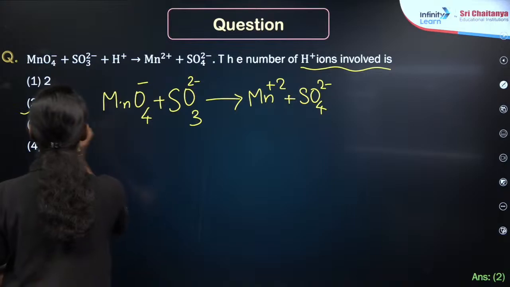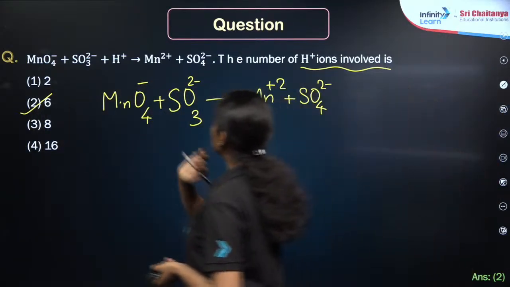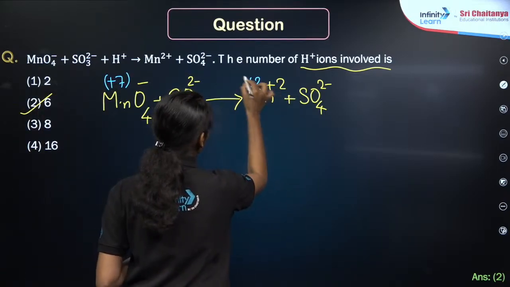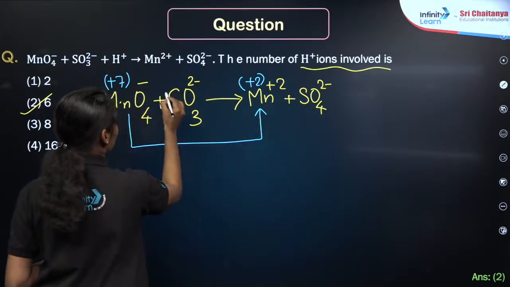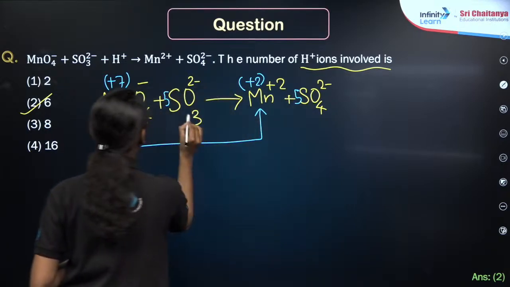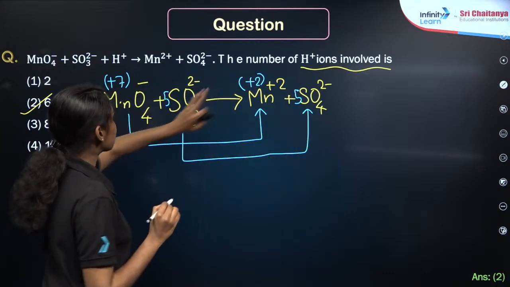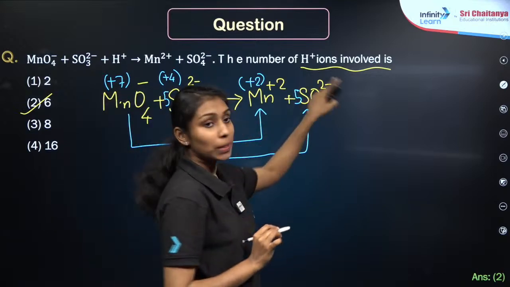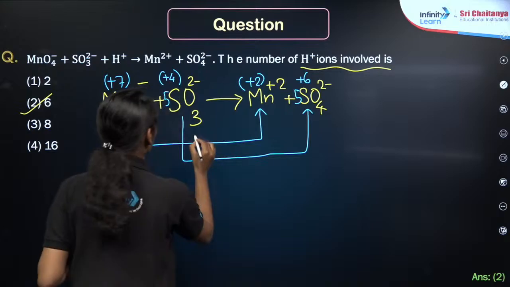What we have to do? We have to first calculate the oxidation numbers of each of the atoms, then find out the change in oxidation number. Here it is +7 and again it is +2. Change is 5, right? So I am cross multiplying with the change 5 here. Then what about here? Here it is -2 + 6, that is equal to +4, right? Then what about here? -2 + 8, that is equal to +6. The change is 2, right?